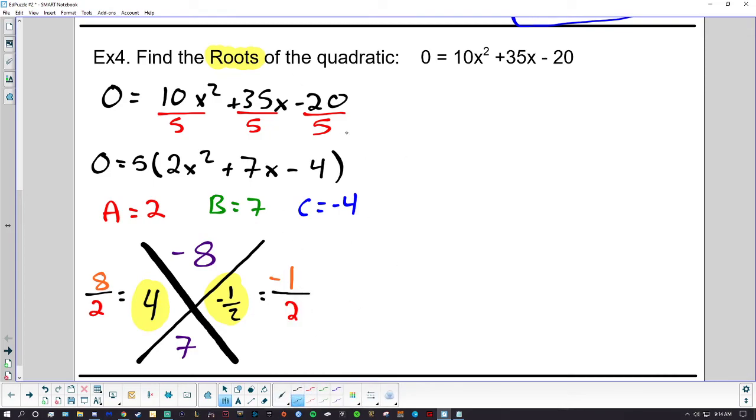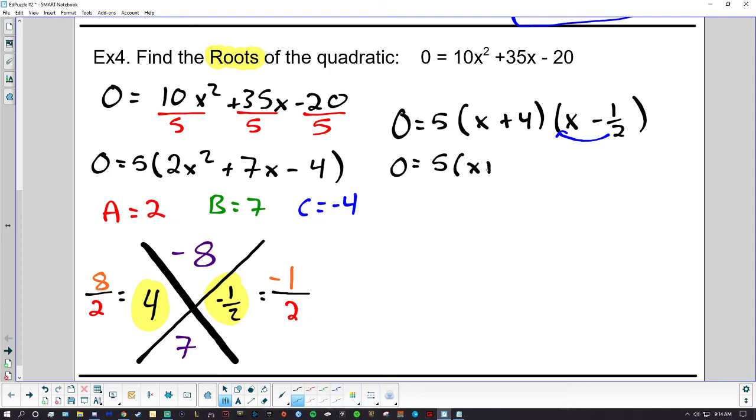So let's write out factored form. We would have 0 equals. Don't forget the 5 we pulled out. 5 times (x plus 4) times (x minus 1/2). But we have a fraction. We need to make sure we move the denominator in front of the x. 0 equals 5 times (x plus 4) times (2x minus 1). Here is factored form. From here, I want you, find your roots. Use factored form and find your roots.